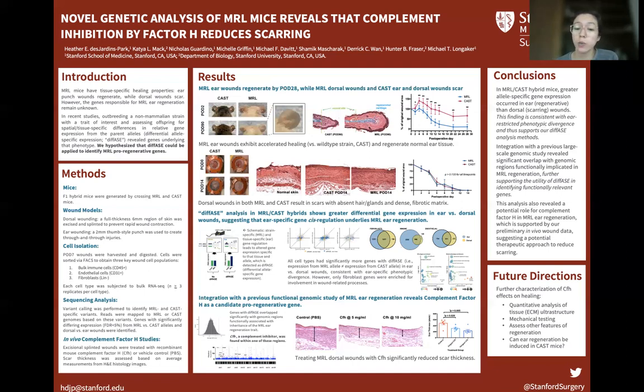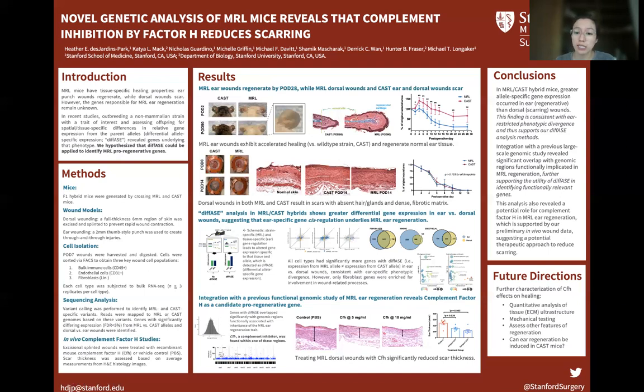And really interestingly, when we treated dorsal wounds in MRL, which again, typically form scars, with recombinant complement factor H, we actually saw a significant decrease in scar thickness. So this, I think, is really interesting, not only as a validation of this novel genetic analysis method, diphase, in mammals, higher order organisms, but also we have unveiled this potentially functionally and possibly therapeutically relevant finding of a gene and protein that may be able to induce pro-regenerative effects.